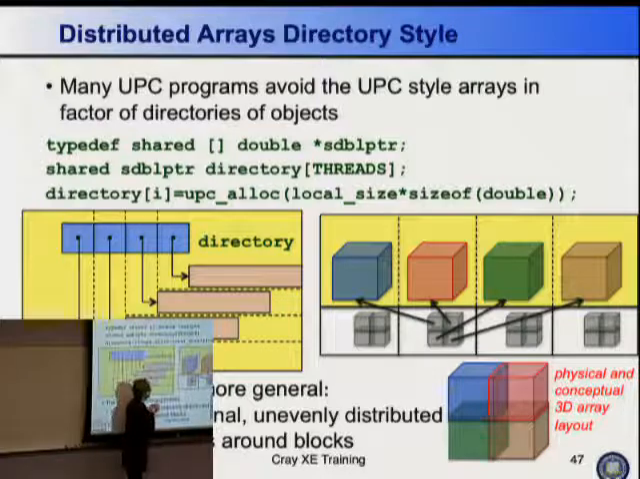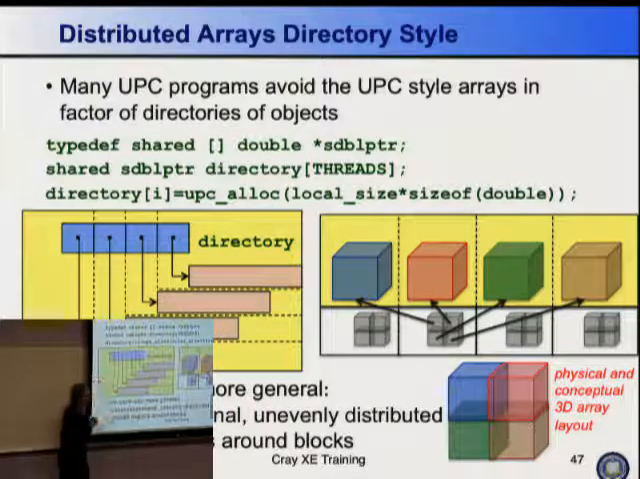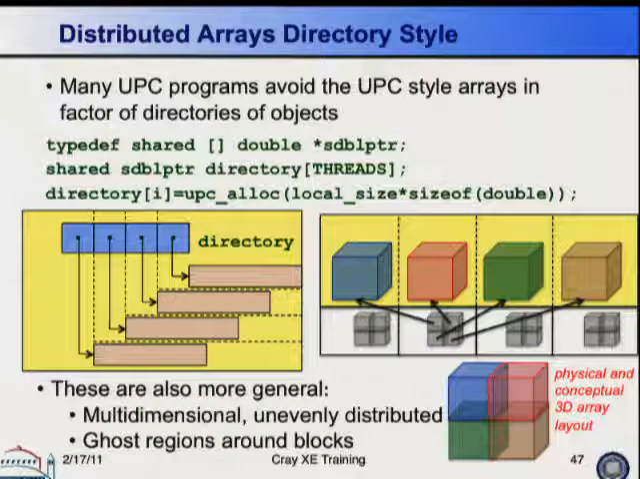It's useful because the skeleton doesn't have to have exactly one element per thread. It can have multiple elements per thread. You can have an adaptive sort of problem where there are different block sizes on different processors. So it's a very general sort of data structure representation. You need to use dynamic memory allocation for that.